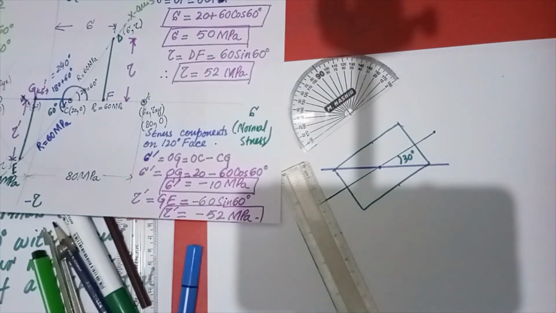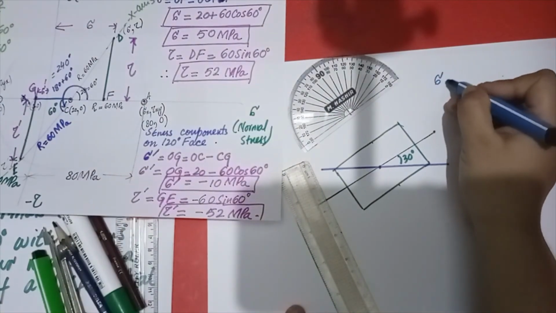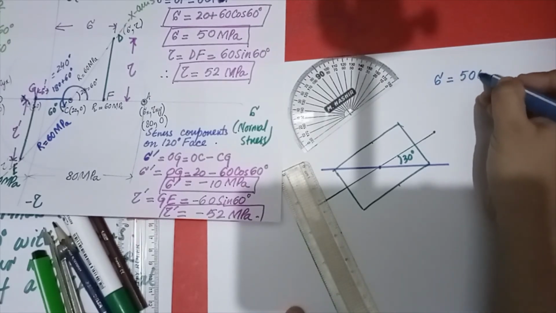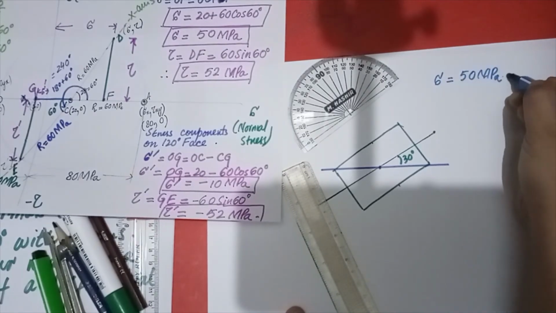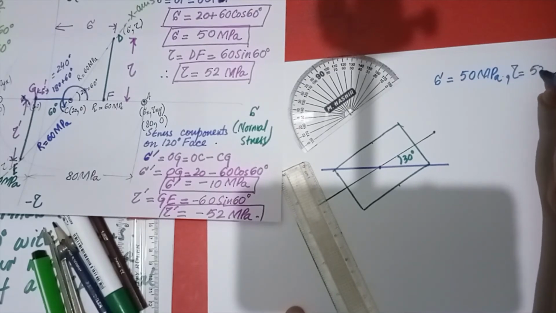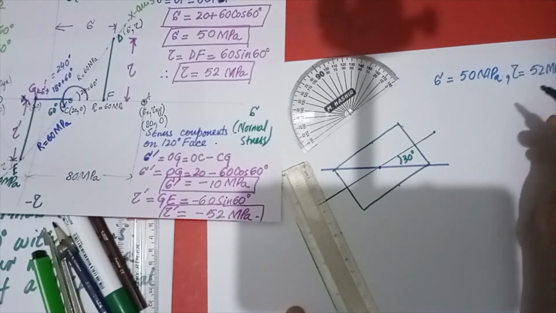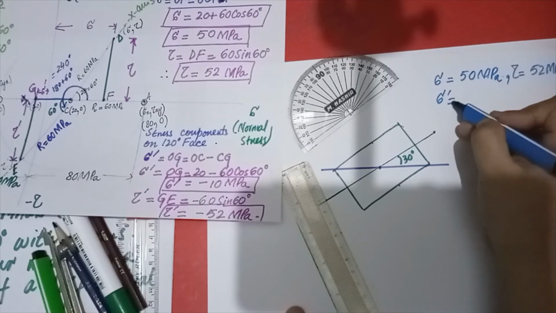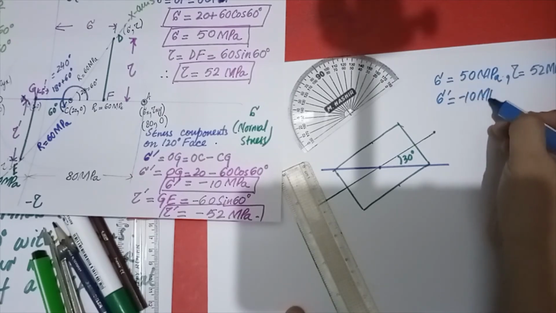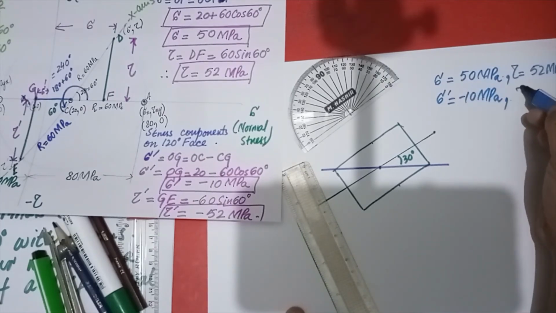You know that. And the next thing, you got your values of sigma as 50 MPa and tau as 52 MPa on the 30 degree plane, and sigma dash is minus 10 MPa and tau dash is minus 52 MPa.